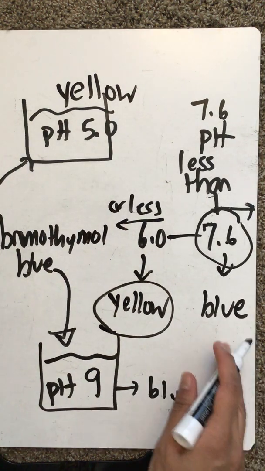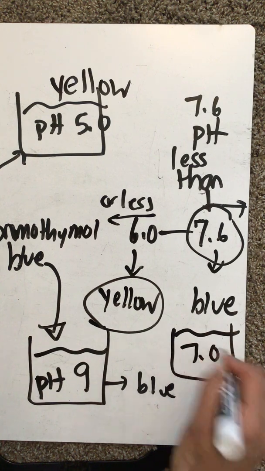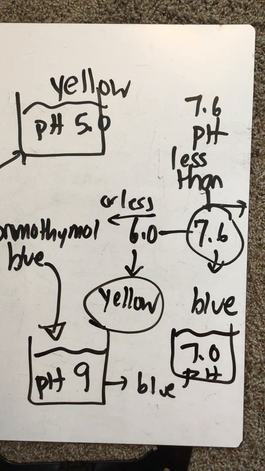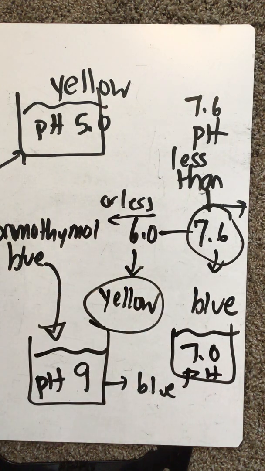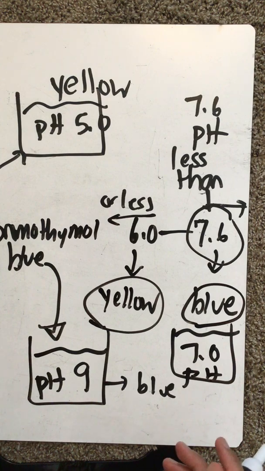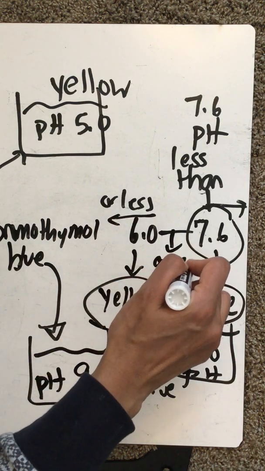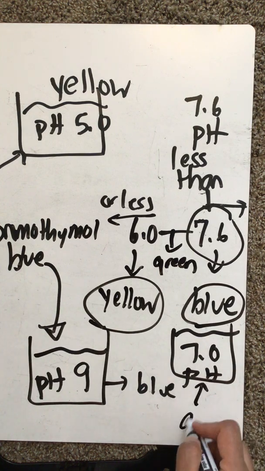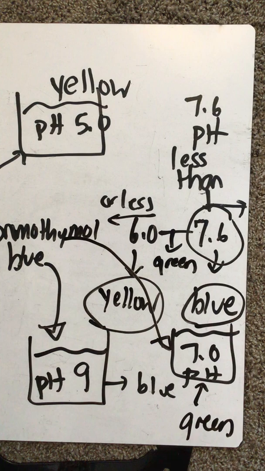And let's say I have a solution, and it has a pH of 7.0. That's the pH. Well, anything between 6.0 and 7.6. Well, what's the between color for yellow and blue? It's going to be green. So this one is going to be green when I add bromothymol blue to that. And that's what indicators do.